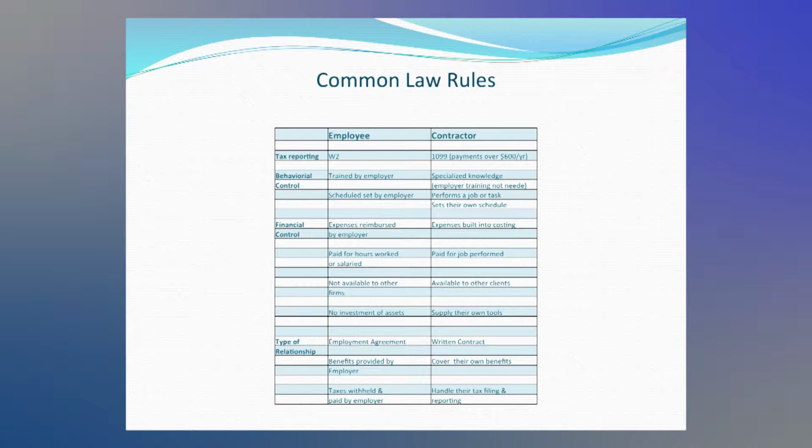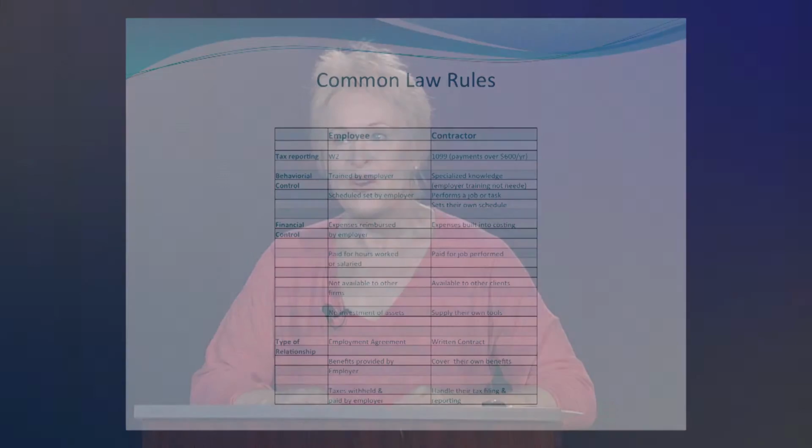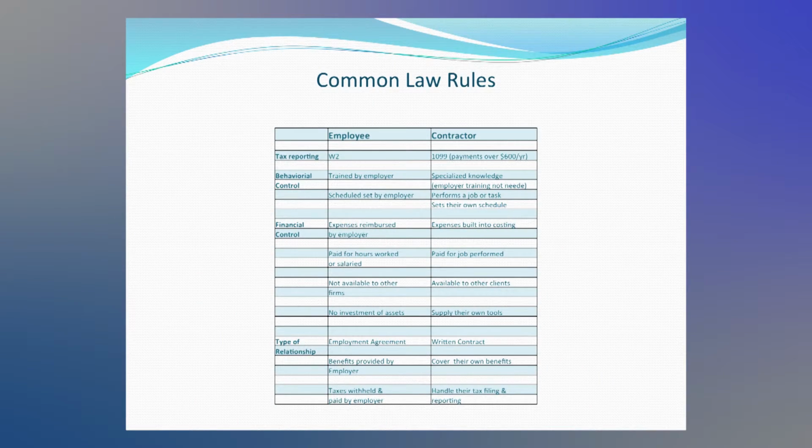Under behavioral controls, this is where an employee really looks different from a contractor. The employee will need training by the employer, and the contractor generally will not. They've been assigned to do a specific task or job that they know they're the expert on. And also under behavioral controls would be your schedule.